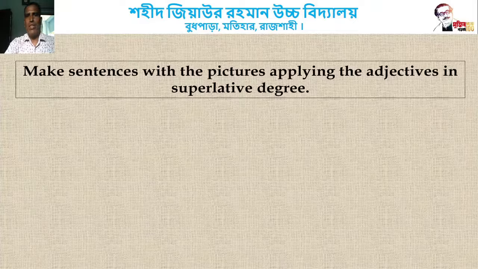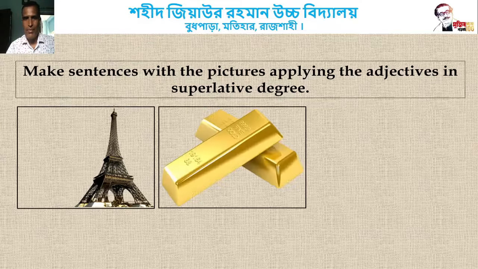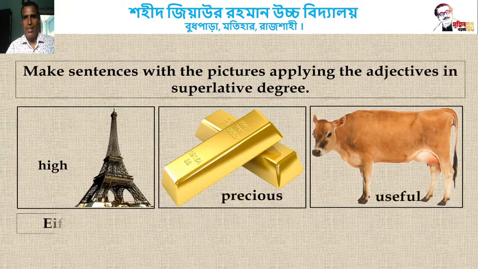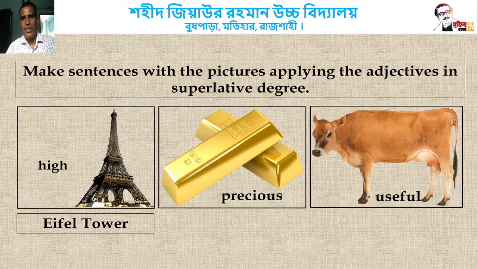Now make sentences with the pictures applying the adjectives in superlative degree. My dear student, you shall have to make sentences with this picture. The first picture we have used here, the adjective word is high, and the next is precious, and the third one is useful. You can say Eiffel Tower is a high building in the world. You may make a sentence with this word.